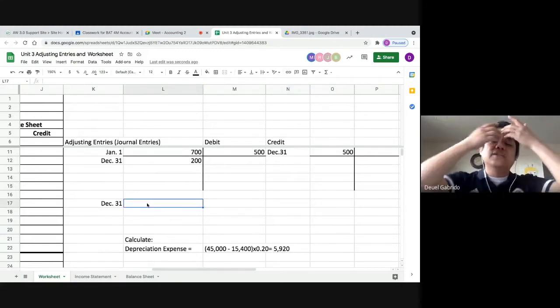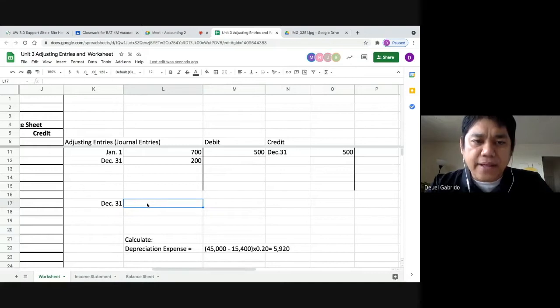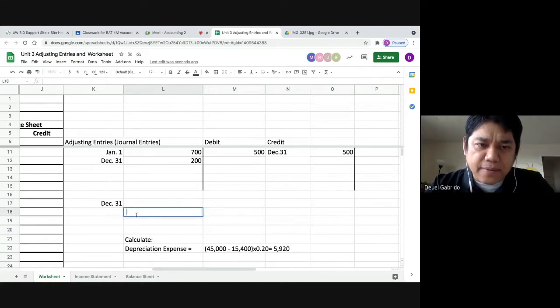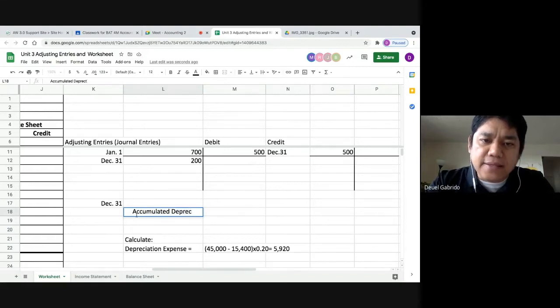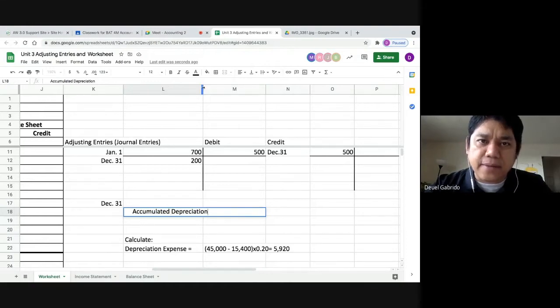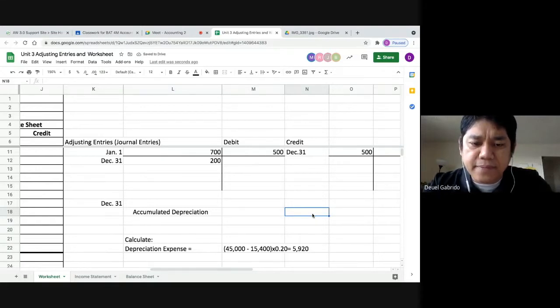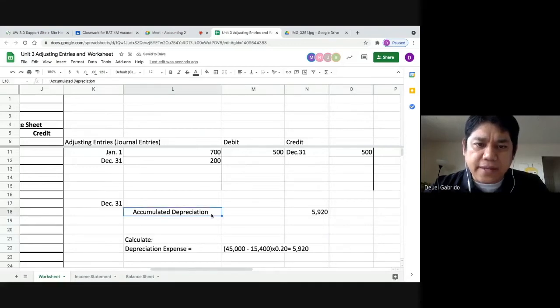Okay, so what must be done to correct the amount of depreciation in the worksheet? What shall we debit here, guys? Probably the accumulated depreciation. How much is our credit, by the way? Credit 5,920, right? Okay, what is your credit? Let's put the word equipment.